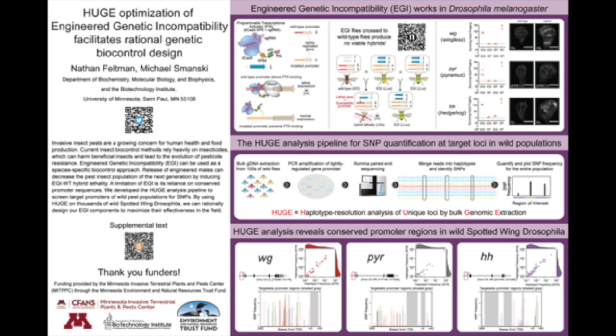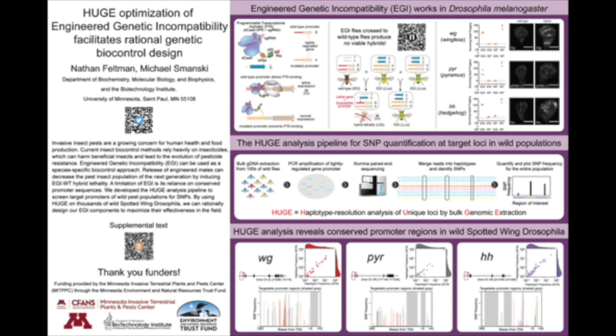Current insect biocontrol methods rely heavily on insecticides, which can harm beneficial insects and lead to the evolution of pesticide resistance. In the Szymanski Lab, we have developed a technology called Engineered Genetic Incompatibility, or EGI, which can be used as a species-specific biocontrol approach.